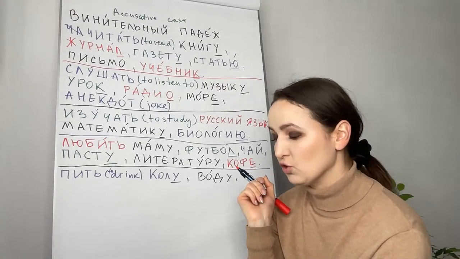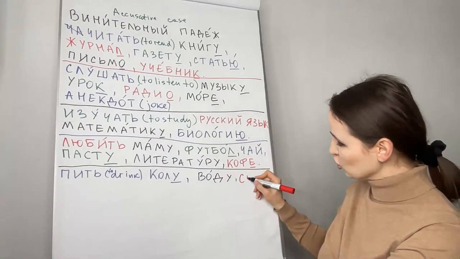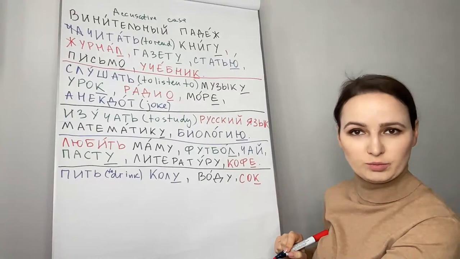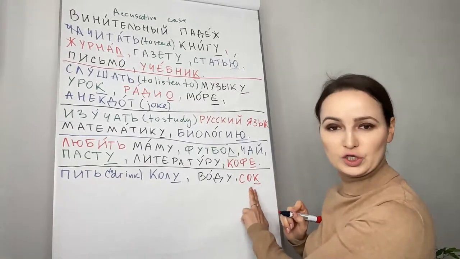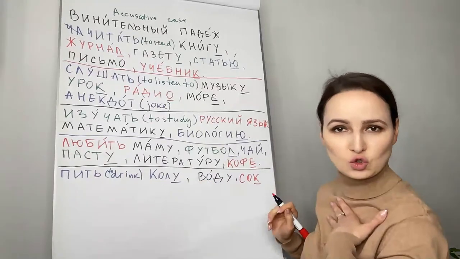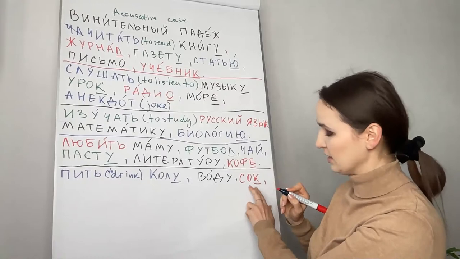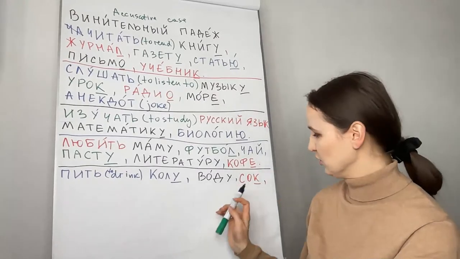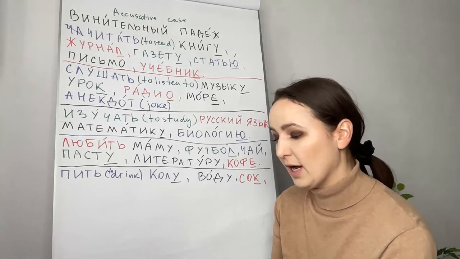What else can we drink? Сок. Juice. It ends in a consonant, so nothing will be changed in accusative case. Пить сок. To drink juice. Я пью сок. I drink juice. Nothing will change in this noun. It will remain the way you will find it in a dictionary, because it's masculine.